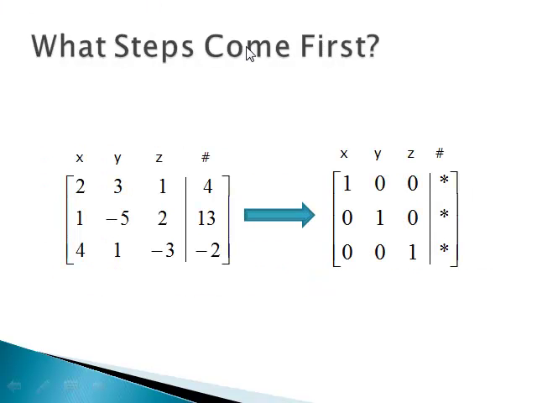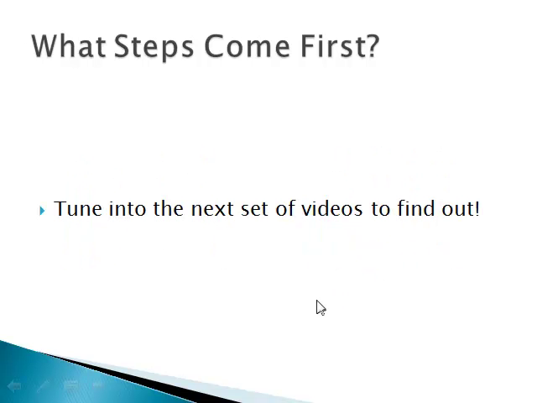So what steps do you want to do? Here we have this matrix. Here's the matrix that we want to come up with. We have only three things that are legal that we can do one at a time to try to get into this form. How do you know what to do first? It's pretty open-ended. Well, let's tune into the next set of videos to find out.